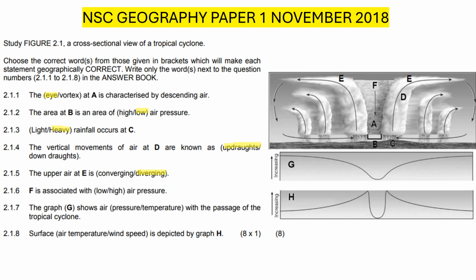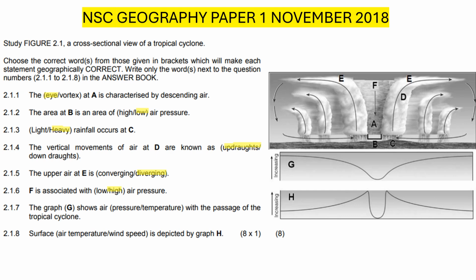2.1.6 says F is associated with low or high air pressure. At B, which is surface conditions, we have lower pressure. At F, we have the occurrence of higher pressure. So the air pressure is much higher at point F than what it is at point B. So F is associated with high air pressure, bearing in mind that at the surface it's low pressure at B, and higher up into the atmosphere the pressure is going to be higher.